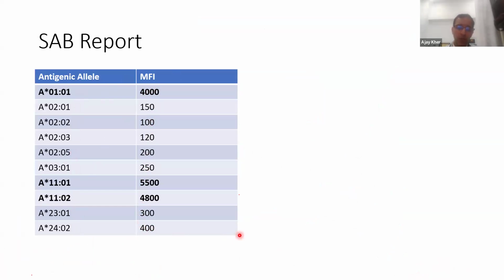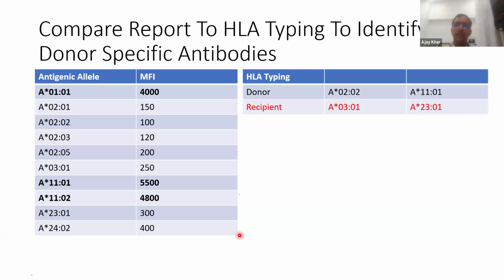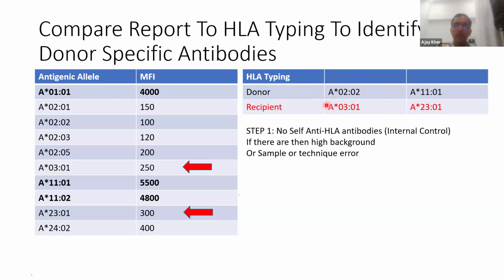Now when we look at this report, we say this person has anti-HLA antibodies. We don't say that this is donor specific until we have looked at the HLA typing report of the donor. So now we're going to look at the donor typing. The recipient is 0301 and 2301. The donor is 0202 and 1101. So we look at the 0301 and the 2301, which are self-antigens, and those have to be negative. You can never make anti-HLA antibodies against yourself.